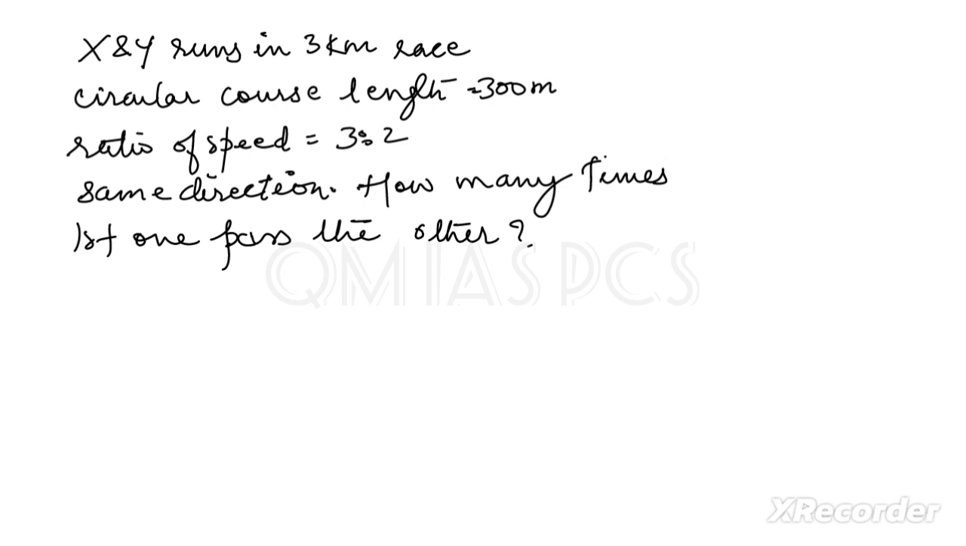This question is from UPSC 2022. Very logical as well, it's a very important question. Two persons, X and Y, run in a 3 kilometer race on a circular course, and the length is 300 meter. The race is for 3 kilometer, so they have to complete 10 rotations. The ratio of speed is 3 to 2 for X and Y.